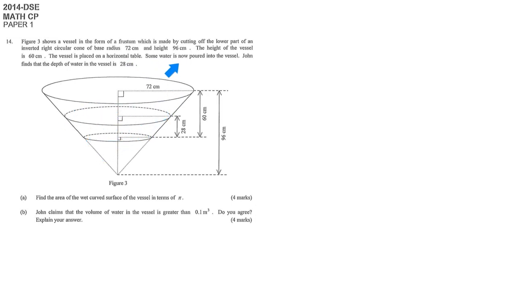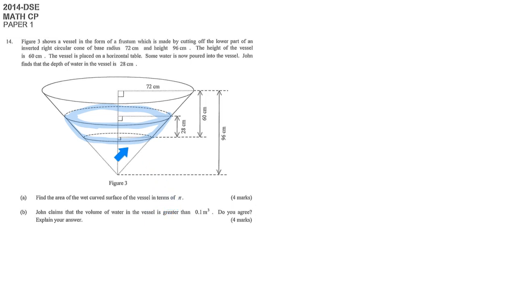And then there's some water inside, the depth of the water is 28 cm. So they're talking about the middle layer here being the water, this region. And then cutting off the lowest part means the bottom inverted cone here. We are going to find the area of the wet curved surface.